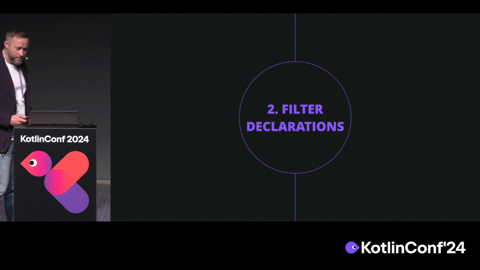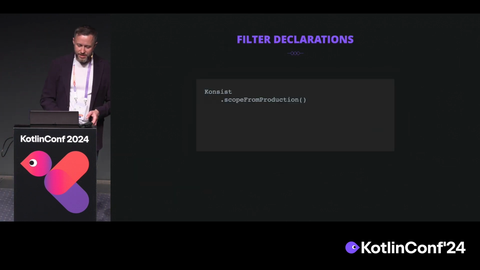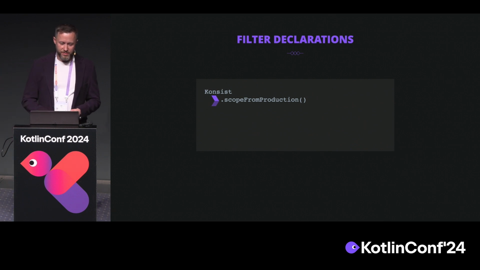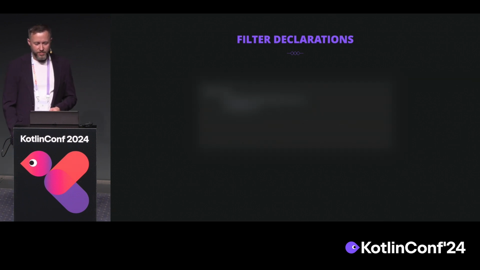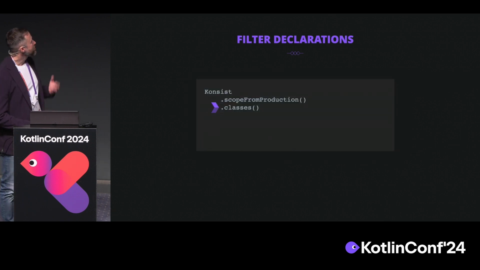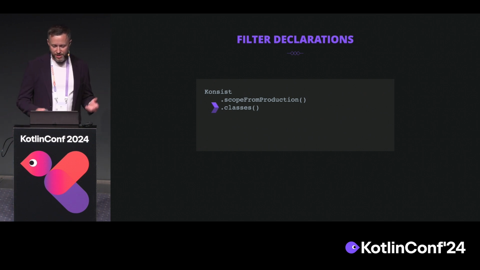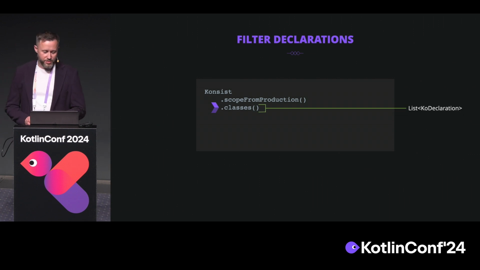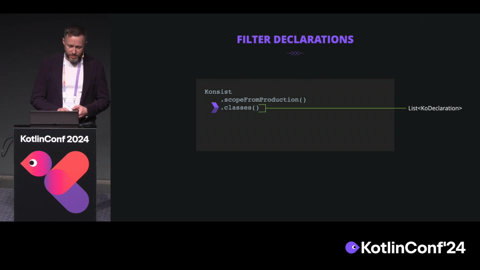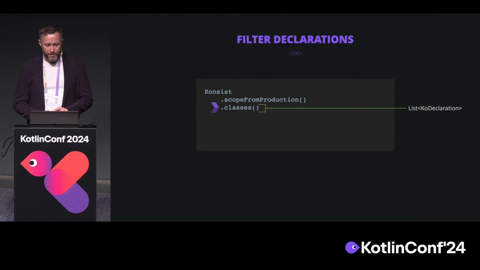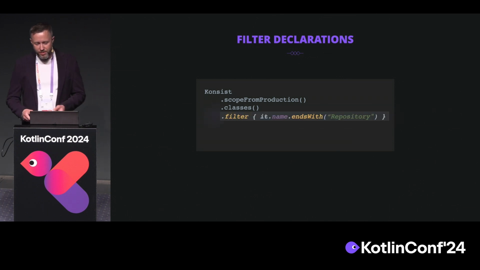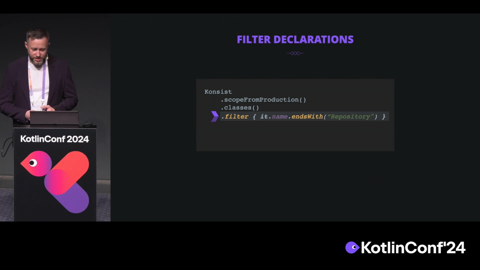Yeah, so we have a scope. Now the next step is to filter the desired declarations we want to check or verify within our project. For example, we might want to filter the classes, and the Konsist API provides a dedicated method for class retrieval. These functions usually return a list of KoDeclarations, probably of a more specific type. Because this is a list, we can use Kotlin collection processing to filter these entities.